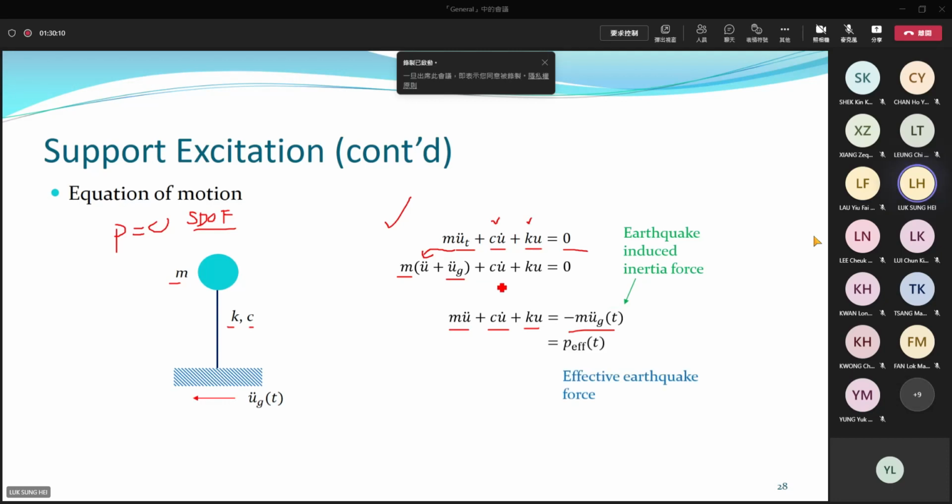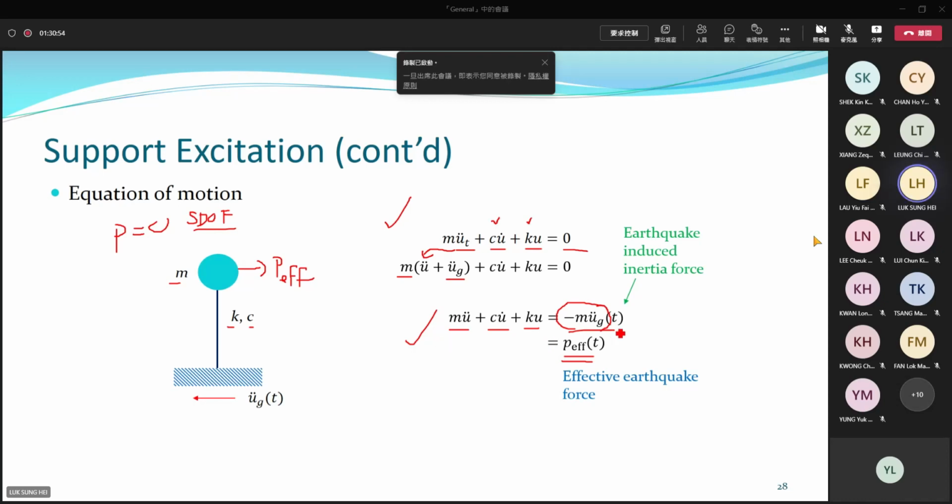To make things clearer, you can replace minus m u double dot g using P again. Then you can find the formula, just like what you learned in example 1: mu double dot plus cu dot plus ku equals P. It's just like a system under loading, in which the loading is induced by the earthquake. So we can normally change the problem back to a classical form: mu double dot plus cu dot plus ku equals force. The force can be due to applied loading, due to the earthquake, or due to step weight or something else.